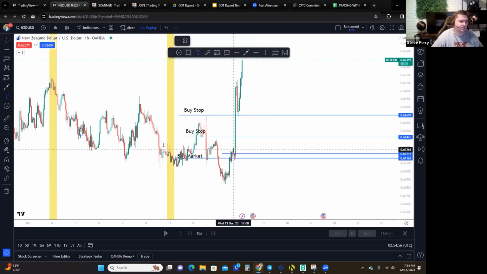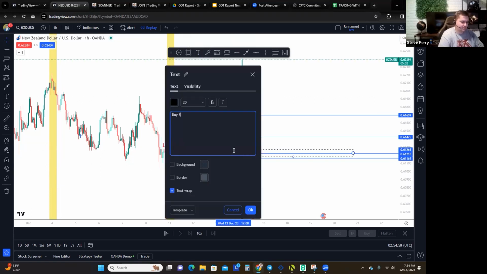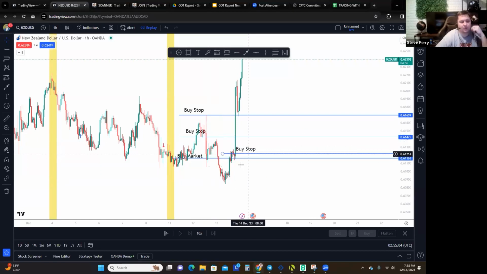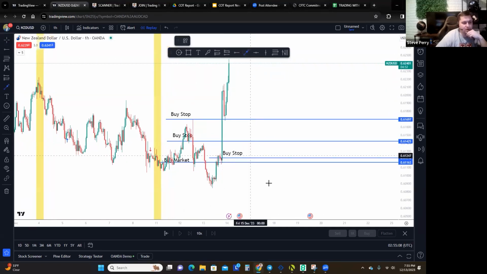This one has not triggered. This would be my fourth trade. Buy stop. And then that's ready to go. So I'm in three trades, but I have another one ready to go. And if the market breaks up, then I'll get into another position. It's only if the market breaks up that I'll do this.